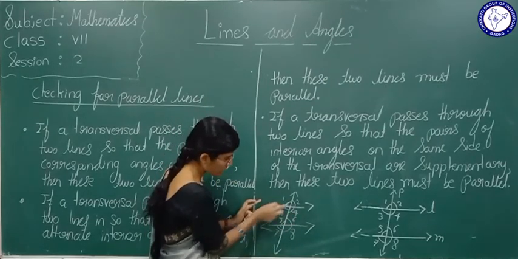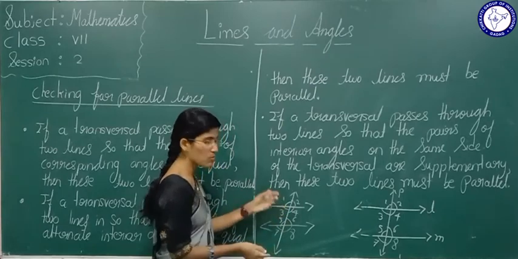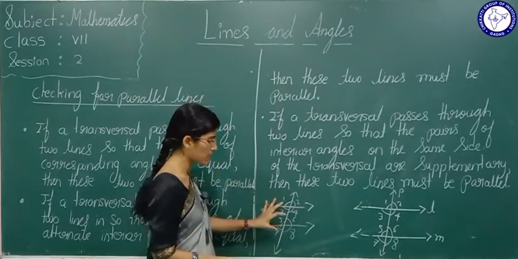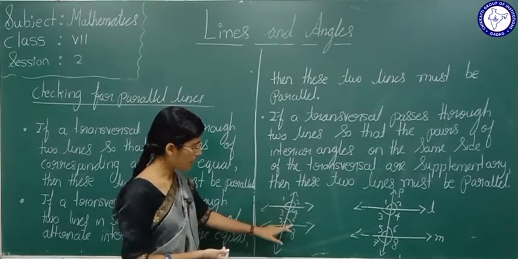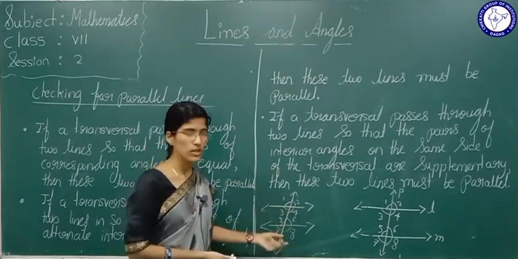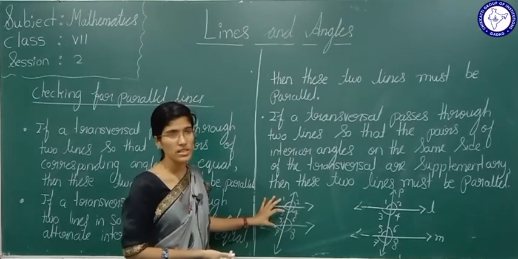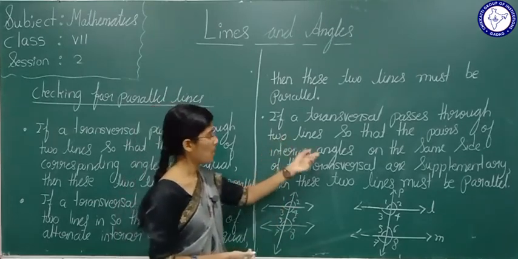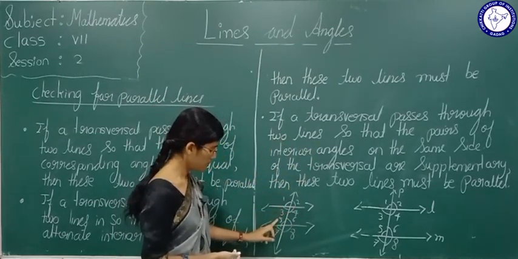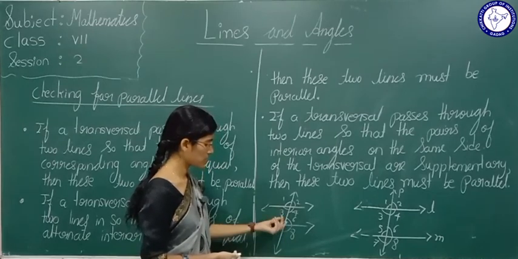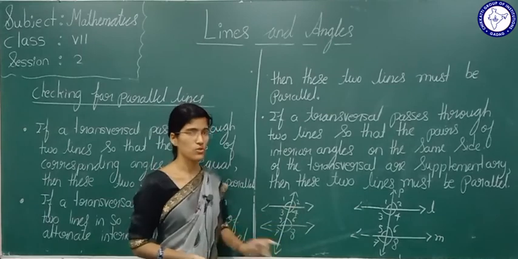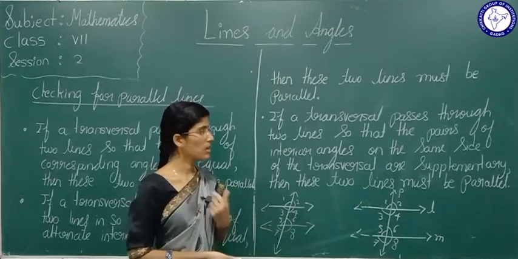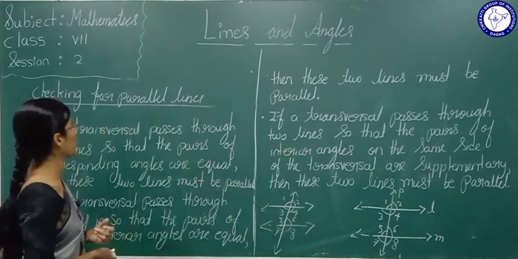If corresponding angles are equal, if we got corresponding angles equal, at that time we can tell that these two lines are parallel. If alternate interior angles are equal, at that time we can tell these two lines are parallel. Okay, or if the interior angles on the same side of the transversal add up to 180 degrees, at that time also we can tell that these two lines are parallel. Okay, so this is about checking for parallel lines.